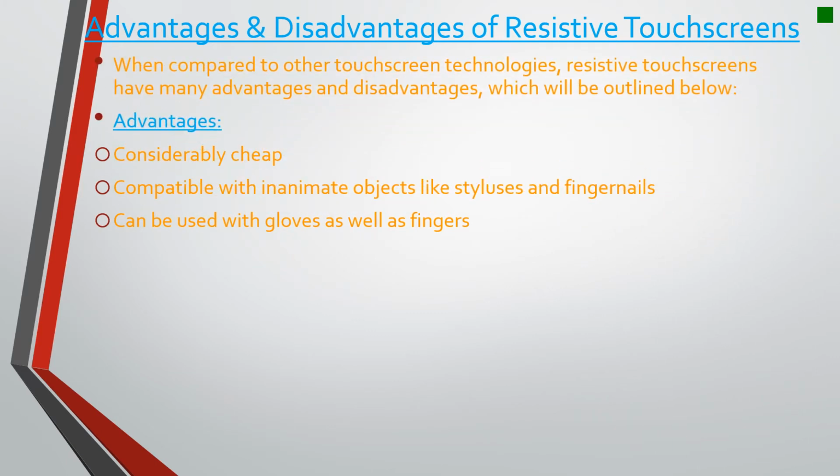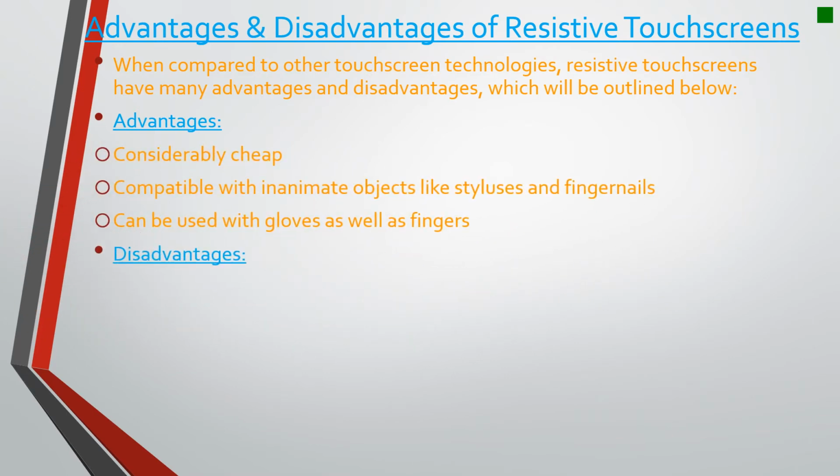To begin with, resistive touchscreens tend to be rather cheap. Also, they tend to be compatible with non-moving objects, such as a stylus or fingernails. So yeah, whenever you use a stylus to draw on something, you can thank resistive touchscreens. Also, you can use them with gloves as well as your fingers. Always useful whenever you're on the move, or if you just happen to be wearing gloves and you're like, whoops, I have to use my phone.